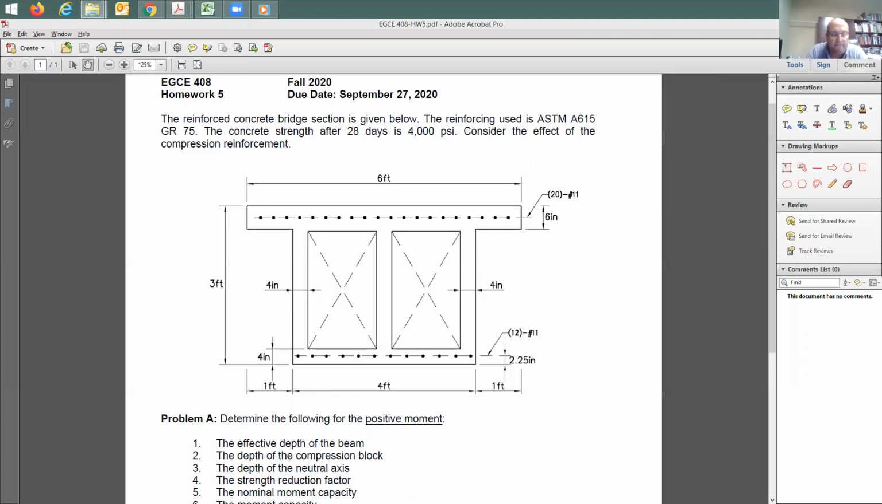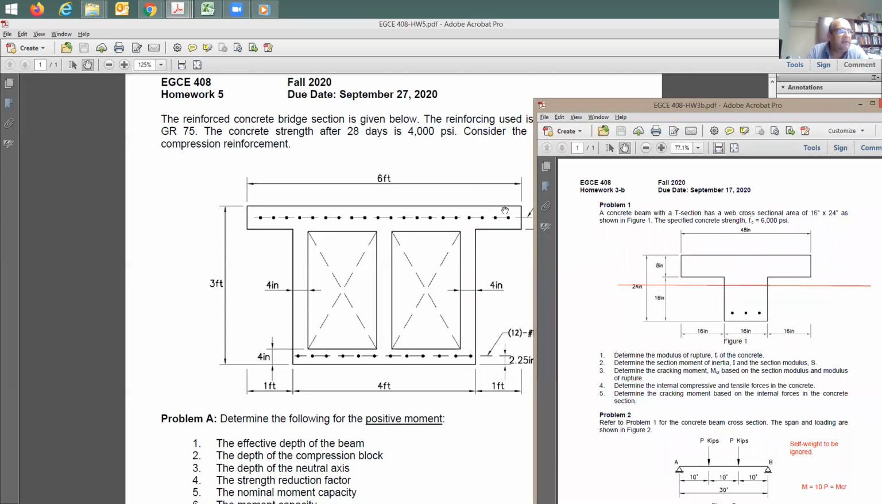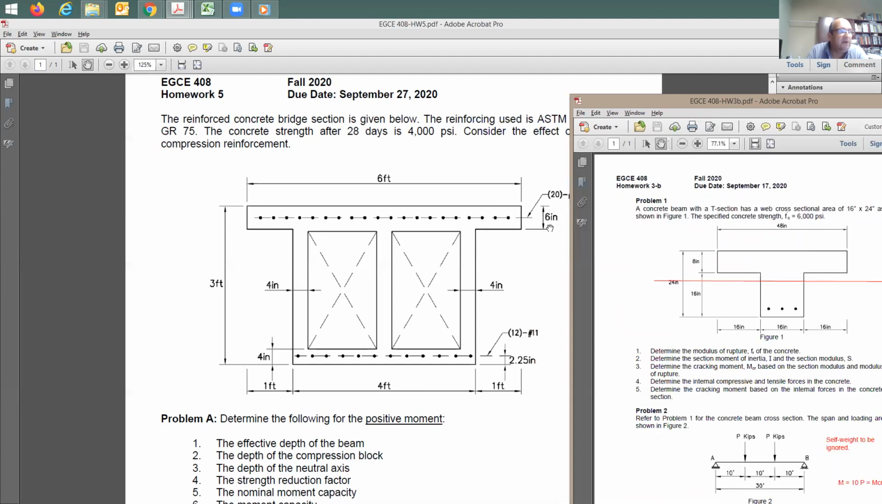Yes, second. Here's a T section, right? This is exactly equivalent to it. The width of the section is going to be equal to 6 feet, okay? The flange thickness, here it used to be 8 inches, now it becomes 6 inches.